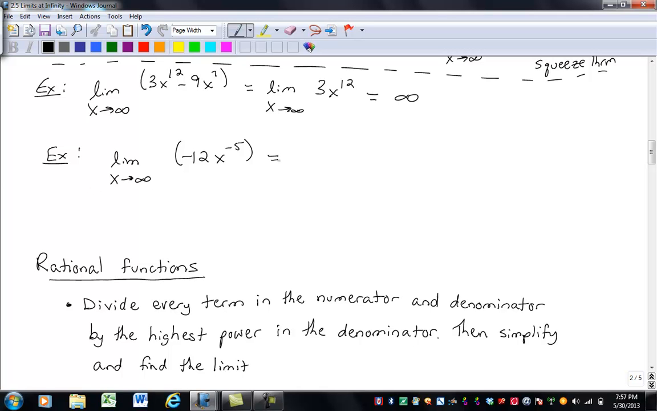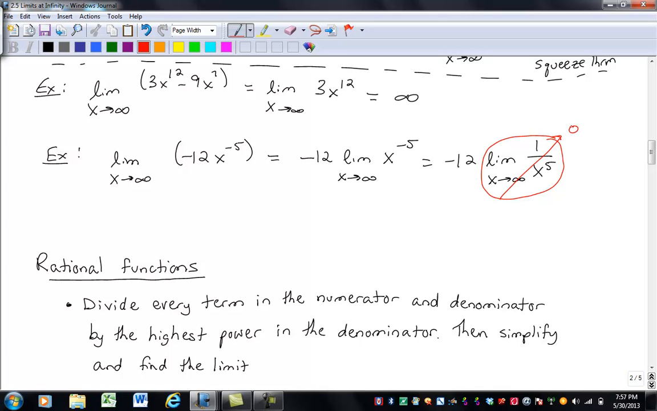This one here is a little bit tricky. Let me rewrite it. I'm going to factor the negative 12 out. And a lot of times it's safer to rewrite it so negative exponents are gone. I can rewrite x to the negative 5th as 1 over x to the 5th. That's what x to the negative 5th means. And when I do that, it's easier to notice that that limit is 0 by that property 3 above. And so this limit is negative 12 times 0, which is 0. So it is usually easier if you can take negative powers and rewrite them as fractions, because it's easier to recognize where those zeros are in the limits. So I should circle my infinity.